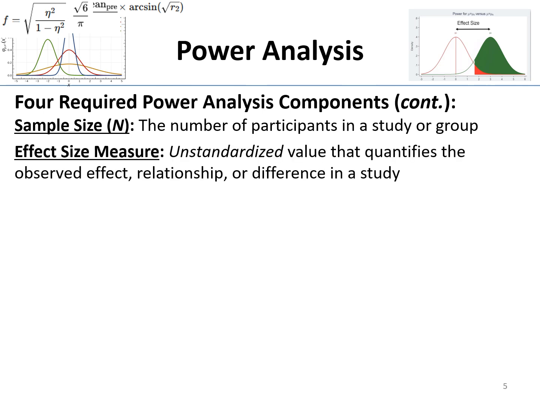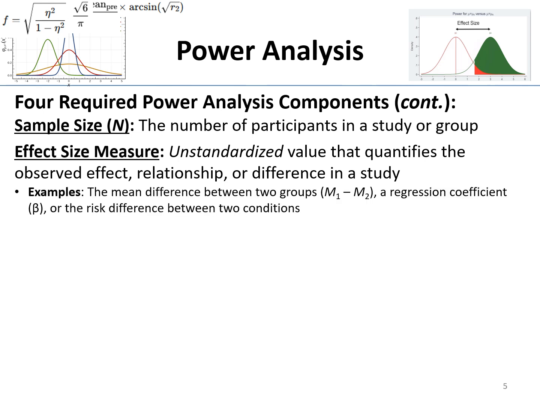The next one is effect size. Effect size can be defined in different ways. So there are effect size measures. Effect size measures are unstandardized values that quantify the observed effect, relationship, or difference in the study. They are an indication of the magnitude of effect.